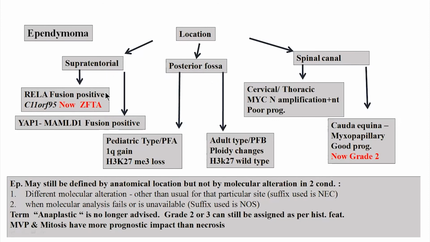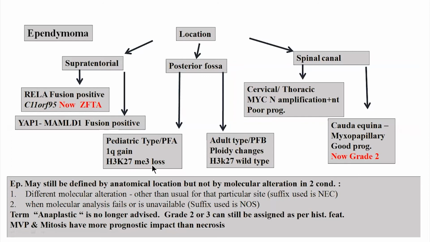So these are the two groups in supratentorial ependymoma. ZFTA mutant ependymomas have poorer prognosis, and as I discussed before, rosettes are less commonly seen in this ZFTA fusion positive. We will come across one case of this entity. Then posterior fossa ependymomas are of two types: posterior fossa group A, which are more commonly seen in the pediatric type.